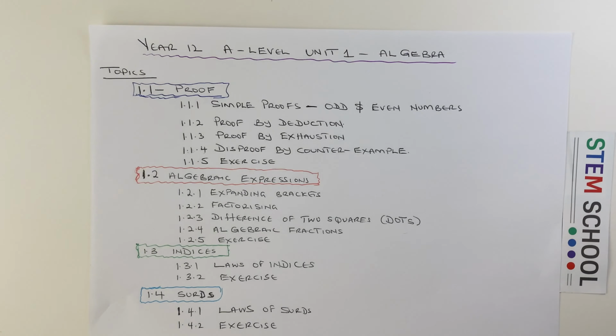Under proof, we'll be looking at simple proofs, odd and even numbers, proof by deduction, proof by exhaustion, disproof by counterexample, and then the exercise. Under algebraic expressions, we'll be looking at expanding brackets, factorizing, difference of two squares, algebraic fractions, and exercise. Under indices, we'll be looking at laws of indices, then exercise. Under surds, we'll be looking at laws of surds and exercise.